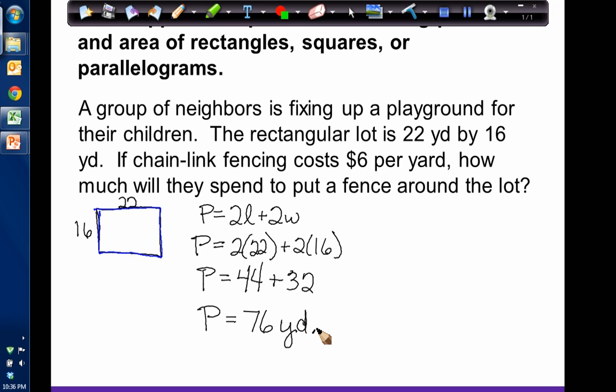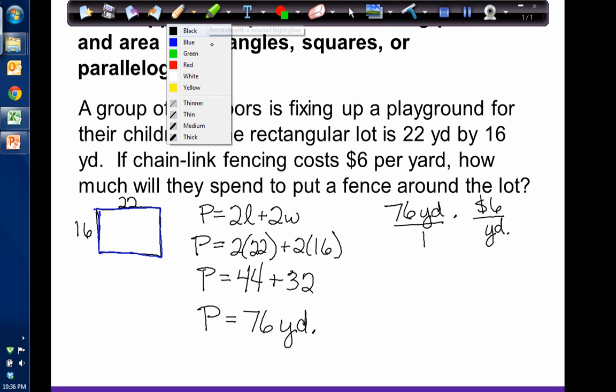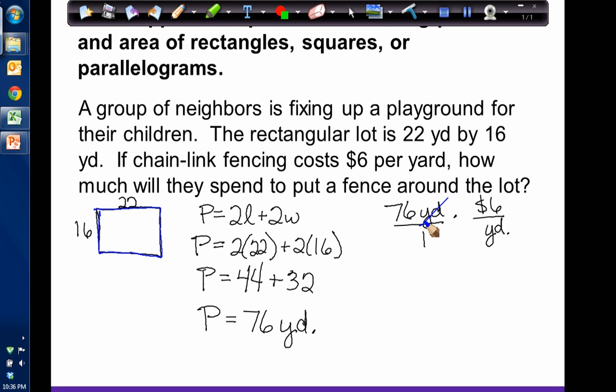And then we're going to multiply 76 yards because the chain link fence costs $6 per yard. Let's think about the units of this for 1 second. We have 76 yards, and we're going to be multiplying that by $6 per yard. Per yard tells us that yards is in the denominator. When we multiply fractions, we just multiply the numerator and the denominator. But look what we can do with these units. Yards is in the numerator right here and in the denominator right here.